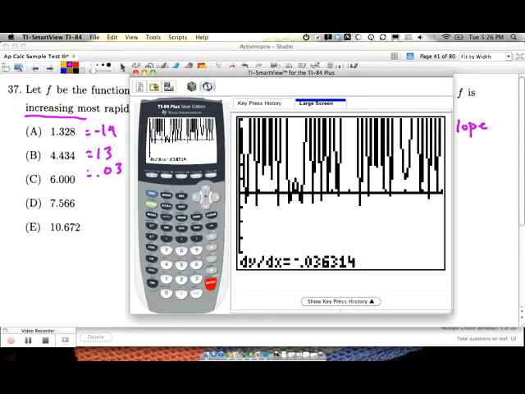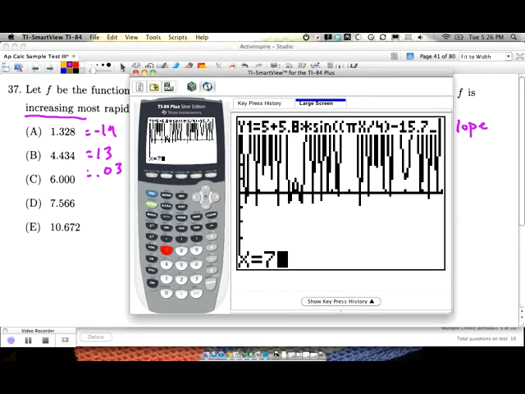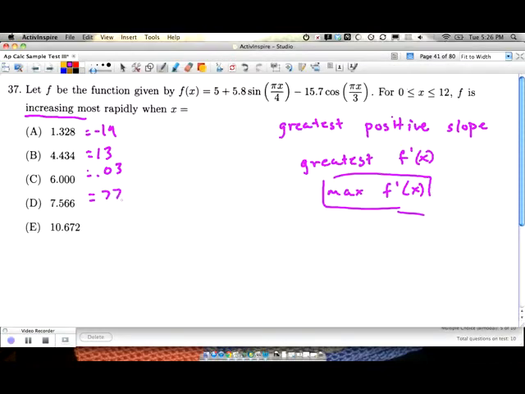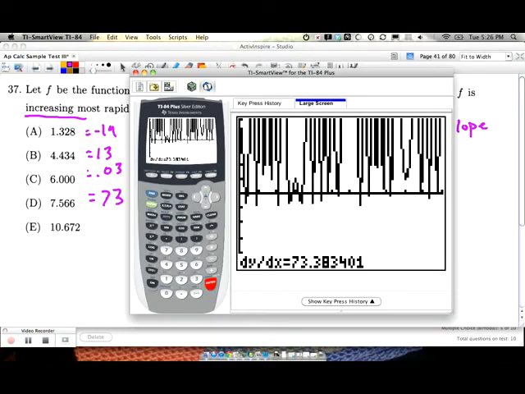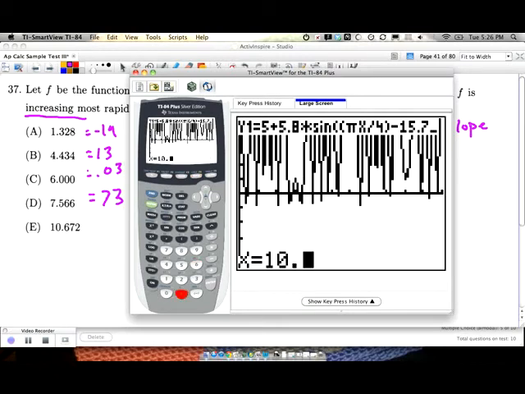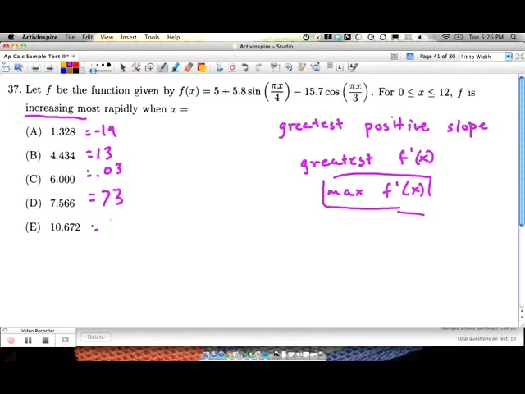And then we got 7.566 for the next one. Second, calculate the derivative at 7.566. Type it in, you get wow. That's a big slope. I think that's going to be one of them. But the only one we got to check now is 10.672. So we got second, calculate the slope at 10.672, negative 67. So the winner is, which one has the greatest slope? Ding.